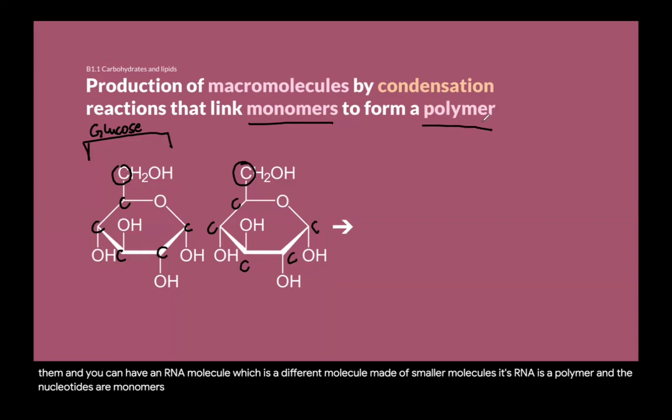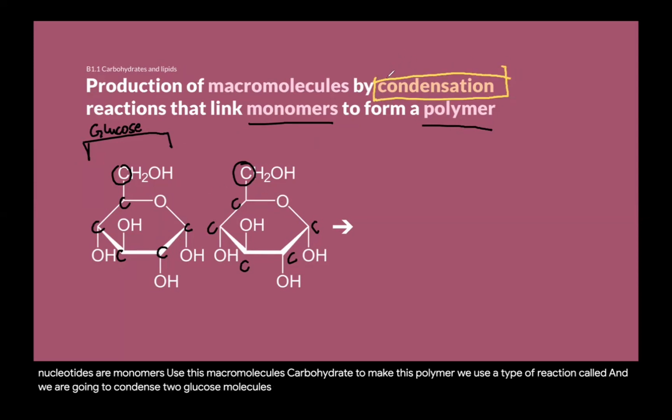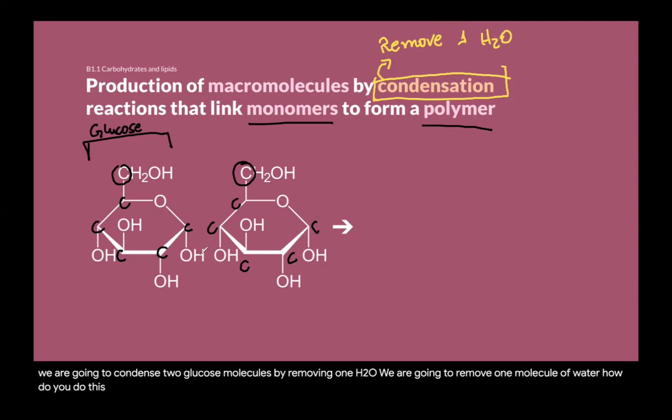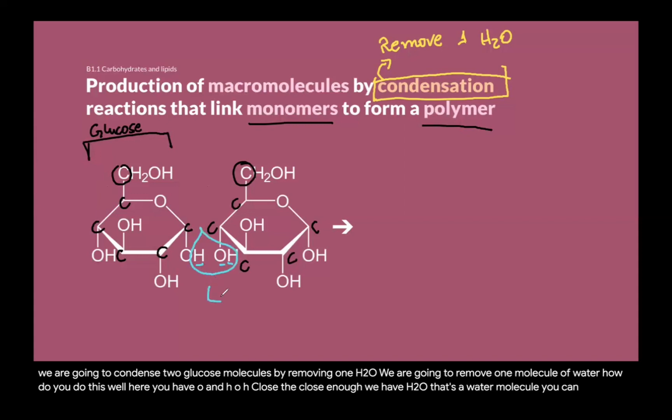So to produce these macromolecules, in this case a carbohydrate, to make this polymer, we use a type of reaction called condensation. And we are going to condense 2 glucose molecules by removing one H2O. We are going to remove 1 molecule of water. How do we do this? Well, here we have O and H, O, H. And if you look close enough, we have H2O. That's a water molecule. You can remove a water molecule here.